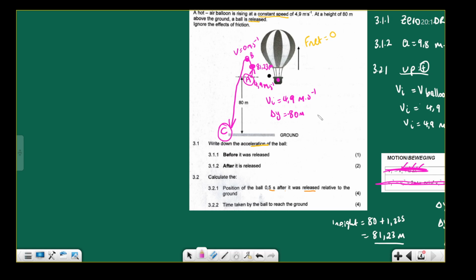And then do we know the time? No, we do not know the time. Do we know the velocity at C? No, we don't know the velocity at C. We know the acceleration is negative 9,8 meters per second squared. So using that, we need to find the answer.